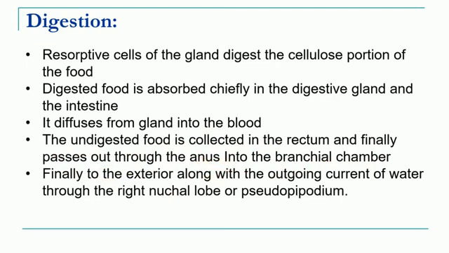Once this undigested food material is collected and passed on, it is finally given out of the body through the water current through the right nostril lobe, which we have also referred to as the pseudopodium. So this is the final mechanism where food is absorbed and the undigested food is given out of the body through the anus with the help of water current.